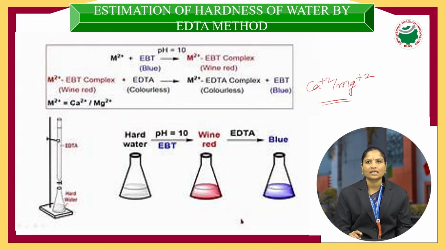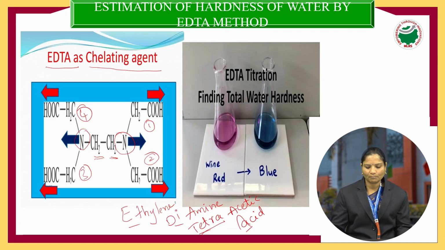By titrating with EDTA, with the help of EBT indicator, we find out the temporary hardness, permanent hardness, and total hardness of the given sample of water. A sample of water means any source of water that we take, and we find out how much hardness is present in it by this complexometric method.